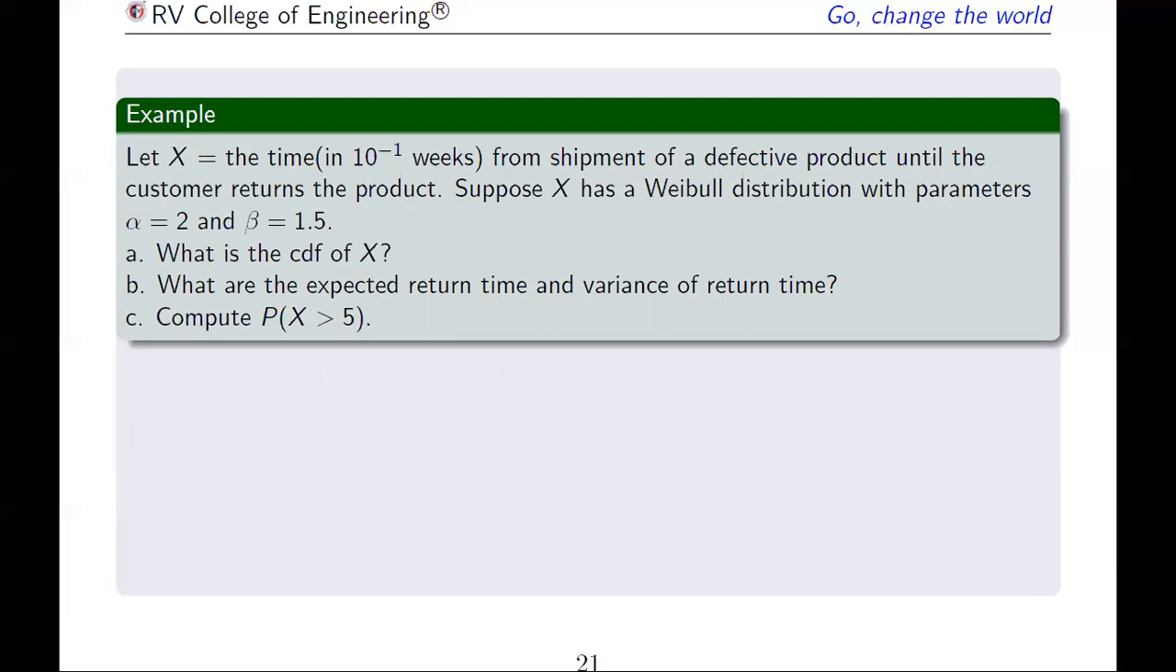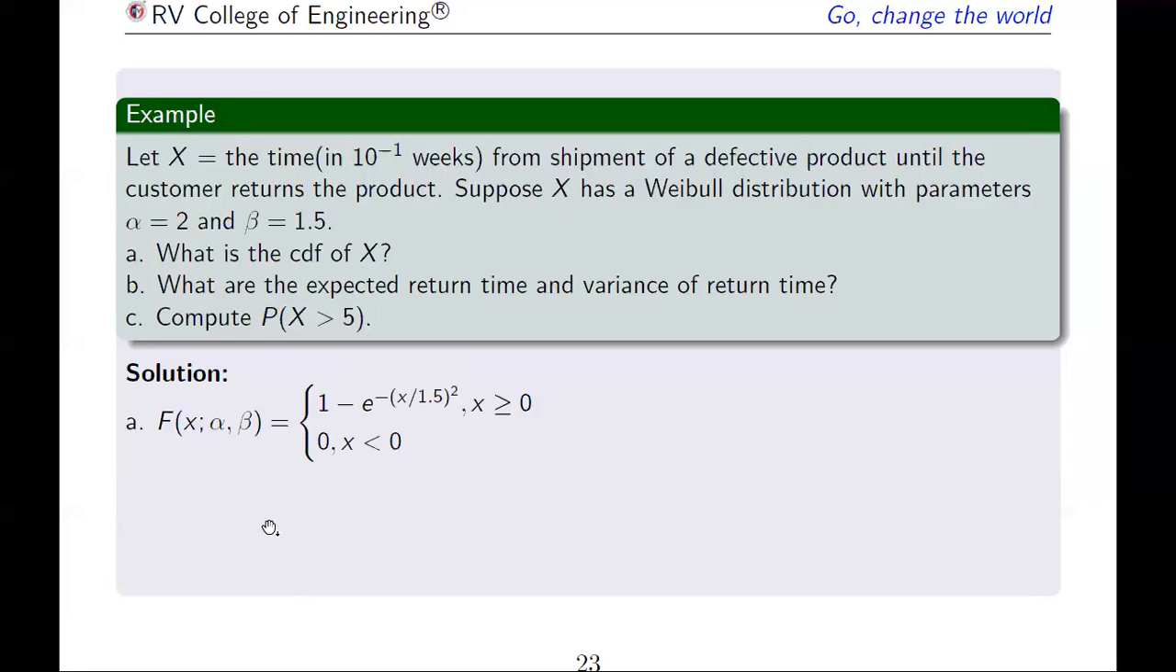The first example: X is defined to be the time from shipment of a defective product until the customer returns the product, and X is measured in units of 1/10 of a week. Suppose X has a Weibull distribution with parameters alpha equal to 2 and beta equal to 1.5. You are asked to find the cumulative distribution function of X, the expected value of the return time and the variance of the return time. And you are also expected to compute the probability that X will be greater than 5.